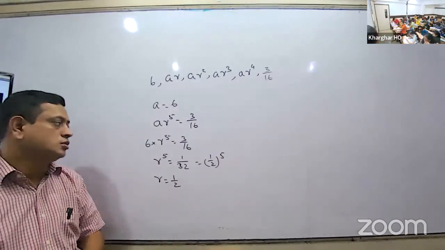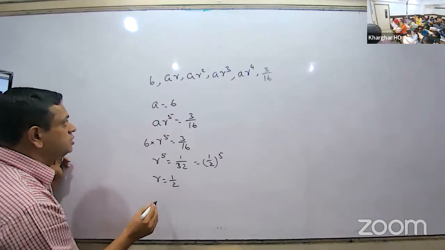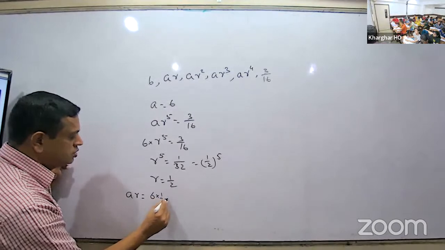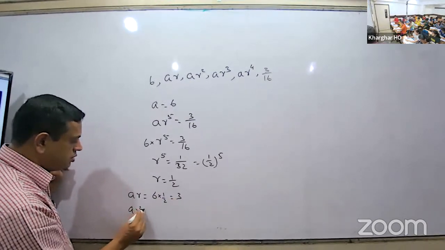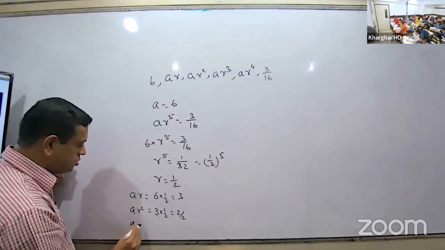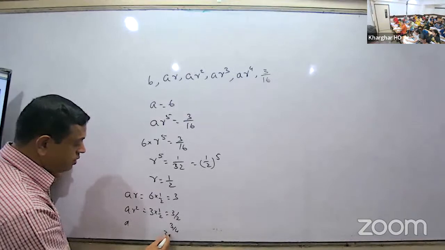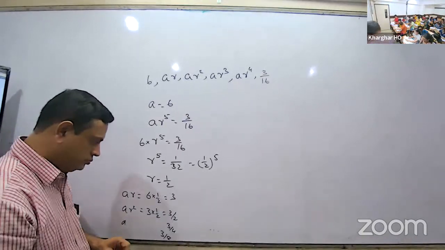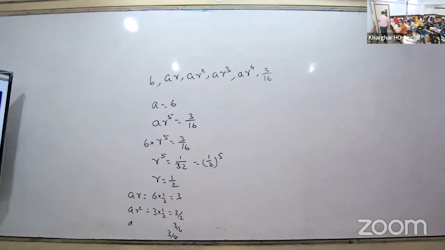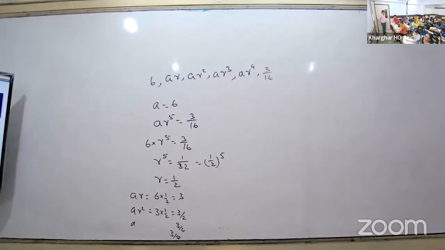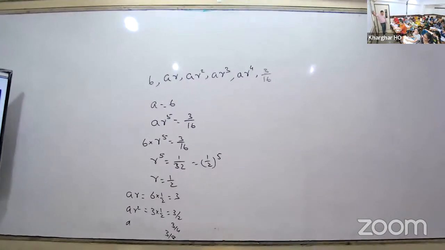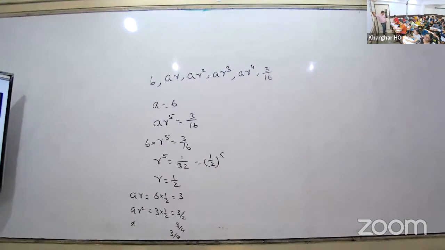Now you have the value of A. Therefore, the first one AR is equal to 6 into 1 by 2, which is 3. AR square is 3 into 1 by 2, that is 3 by 2. Next one, 3 by 4, then 3 by 8. Complete, all of you. So 3, 3 by 2, 3 by 4, 3 by 8 are the 4 geometric means.